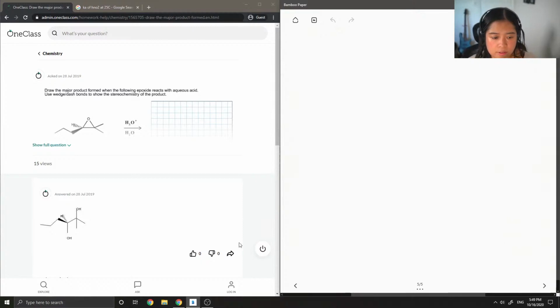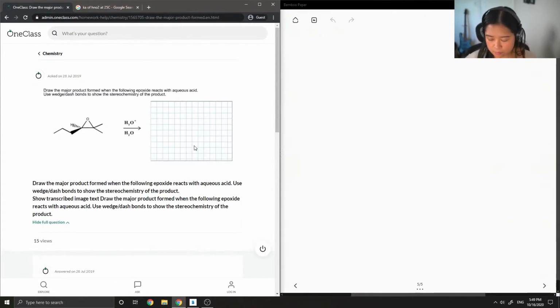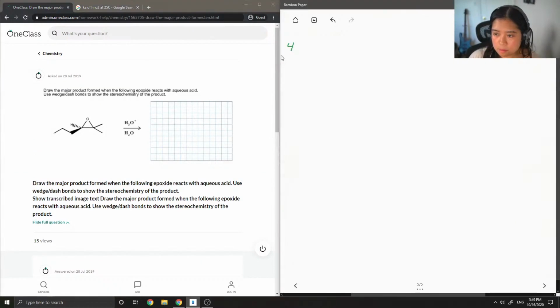Okay, so now we're on to question number 4. Question 4. Draw the major product formed when the following epoxide reacts with aqueous acid. Use wedge/dash bonds to show the stereochemistry of the product. Okay, so let's write this down.